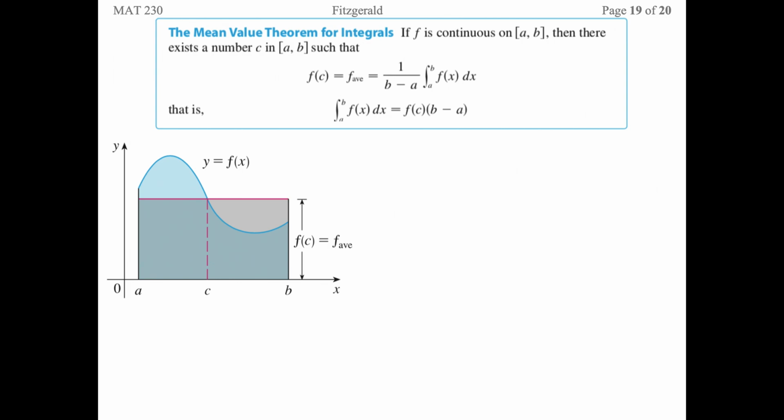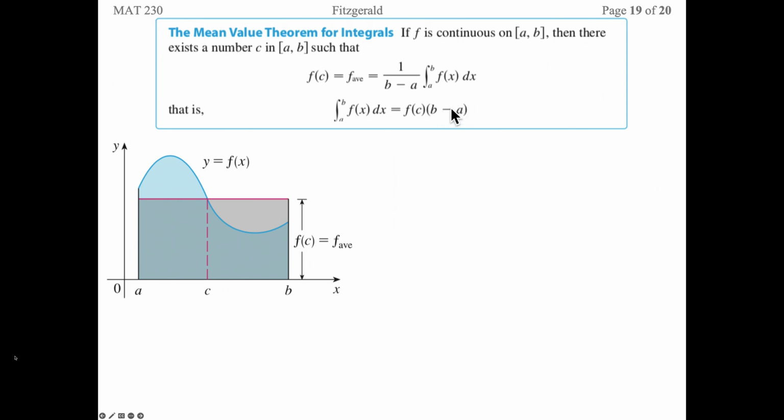All right, the mean value theorem for integrals says if f is continuous on a to b, then there exists a number c in our closed interval from a to b such that f of c equals our average function value. All right, and what we can do is take this 1 over b minus a and multiply its reciprocal over to the other side and say now the integral from a to b of f of x dx is equal to f of c times b minus a.